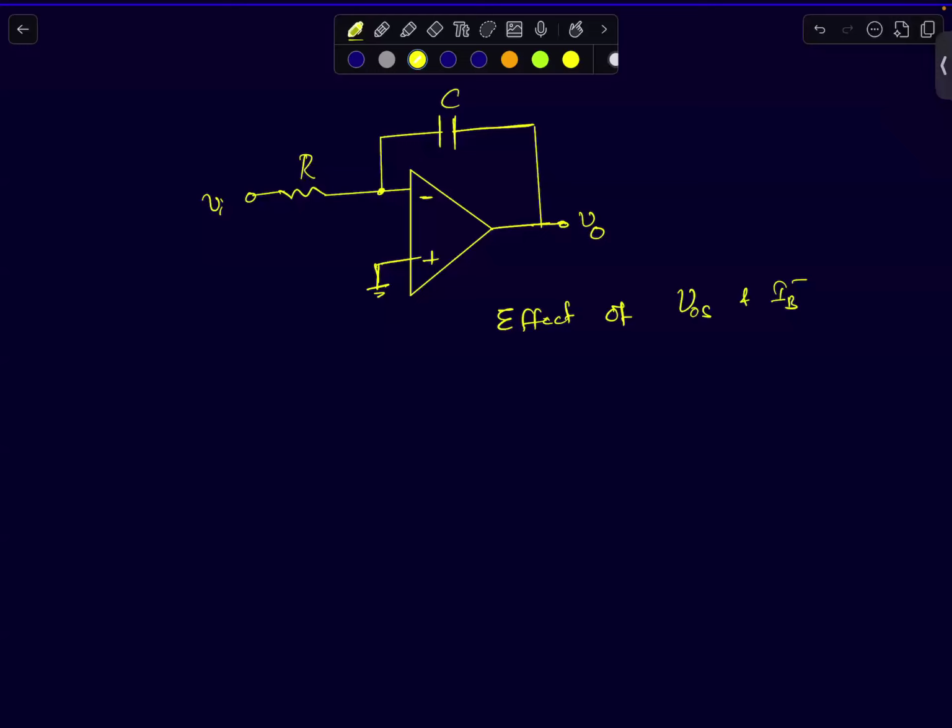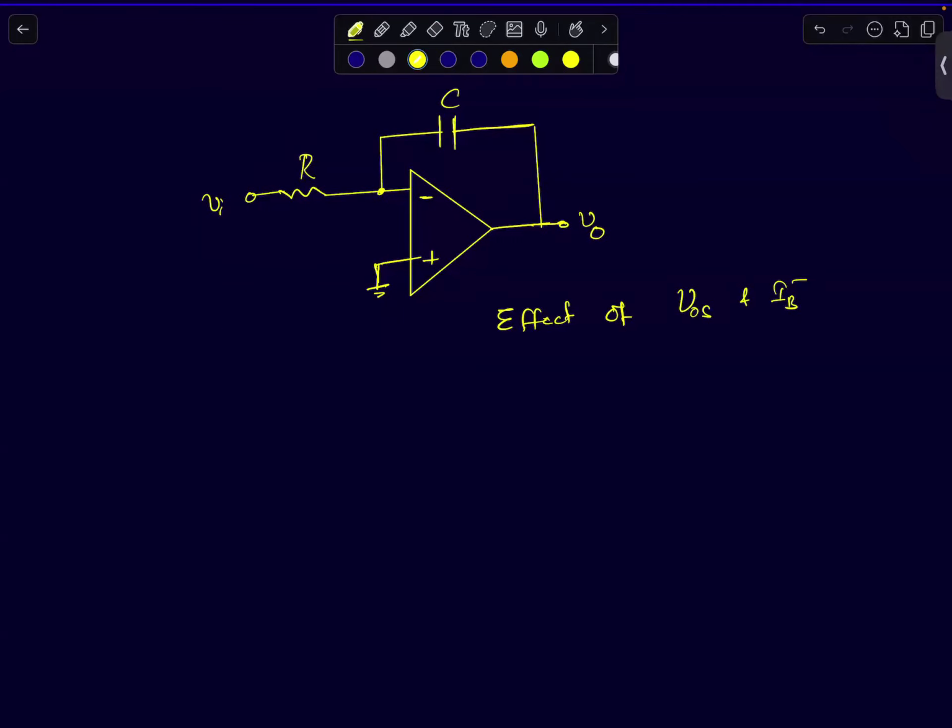I will say an integrator can be seen like a low-pass filter because its gain decreases with increasing frequency. And a differentiator is also kind of a high-pass circuit. Okay, it passes higher frequencies and attenuates lower frequencies. So we'll study the impact that offsets have on these frequency-dependent circuits. So let's start with the integrator circuit.